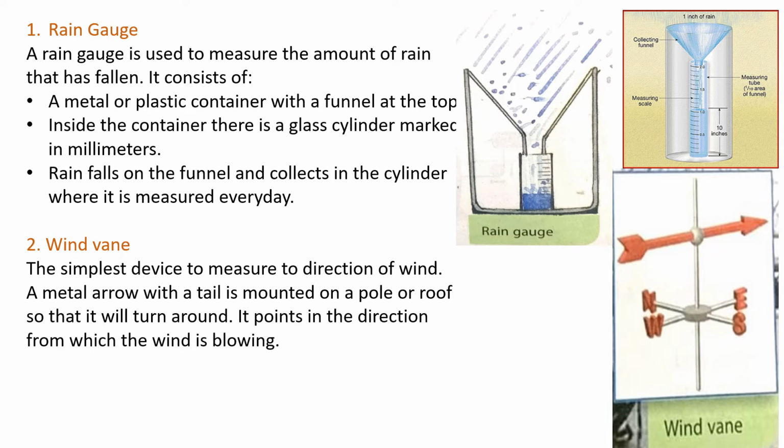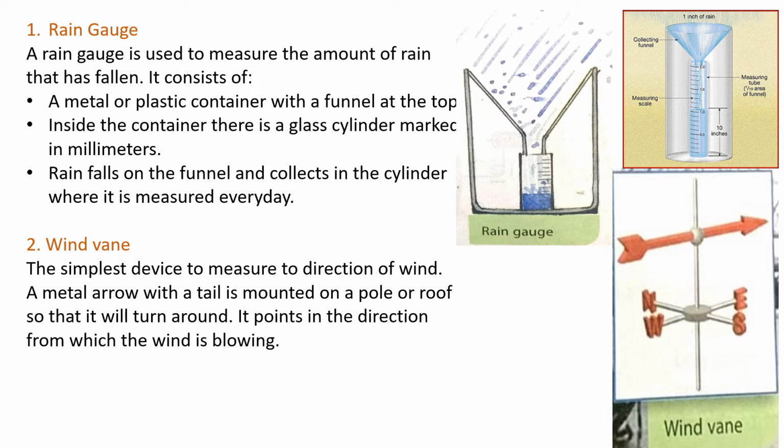Number 1, rain gauge. A rain gauge is used to measure the amount of rain that has fallen. It consists of a metal or plastic container with a funnel at the top. As you can see in the picture on the right, inside the container there is a glass cylinder which is marked in millimeters. The rain falls on the funnel and collects in the cylinder where it is measured every day.